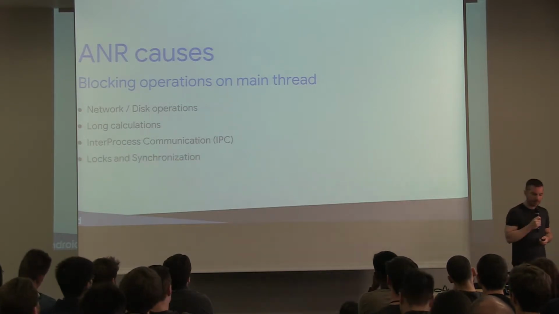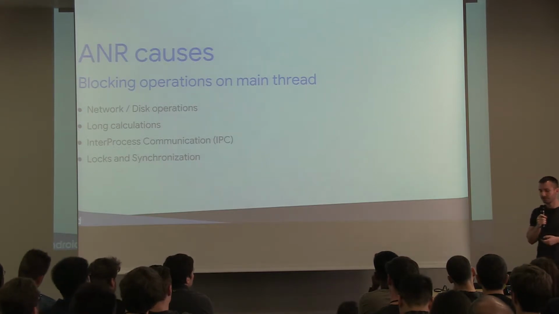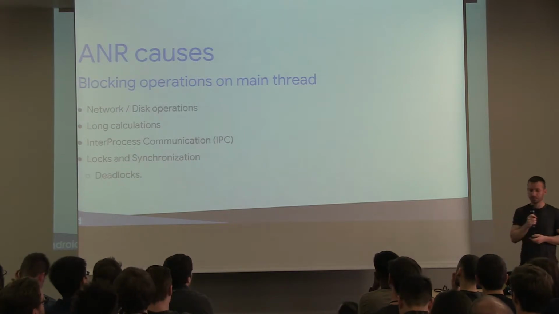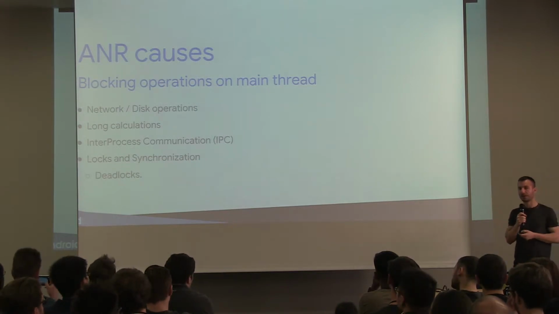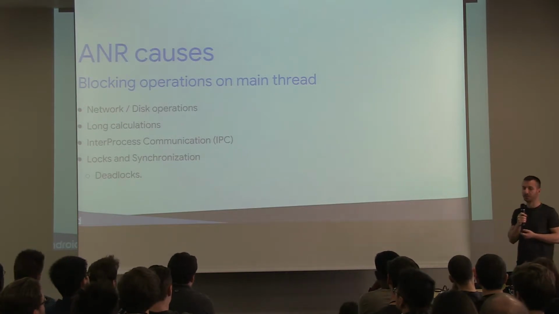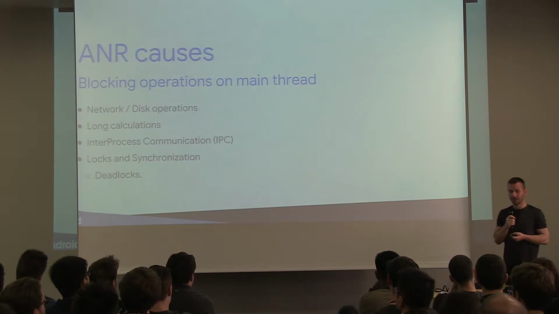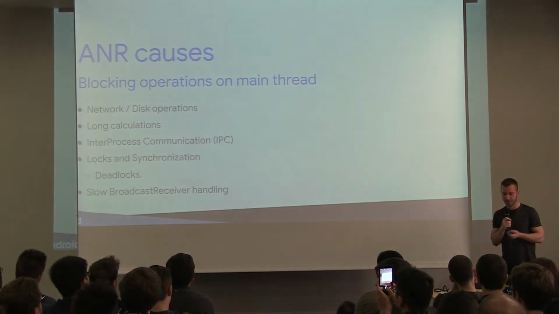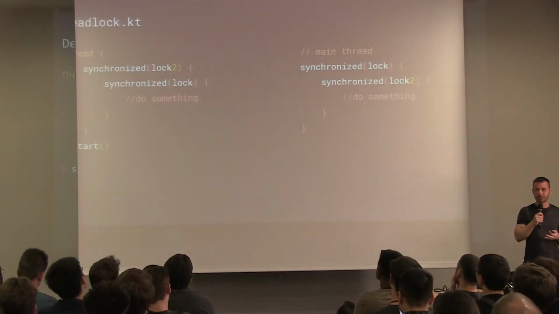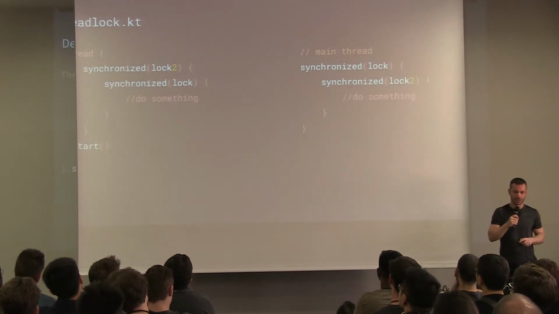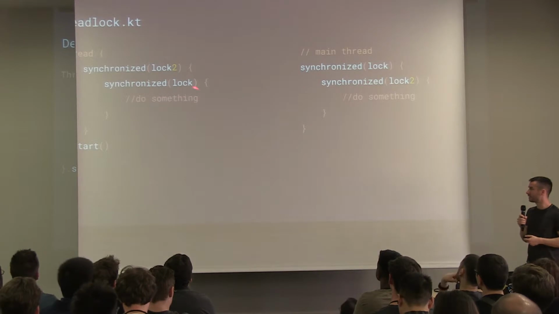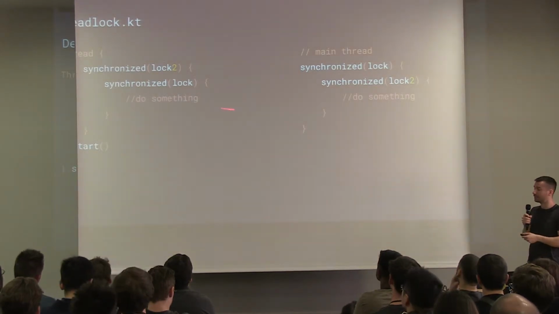And now there's one more very common cause of ANRs, and it's not because it takes a long time to synchronize on an object or lock and unlock something, but whenever you're doing multi-threaded programming, it's very easy to create a deadlock. And then there's slow broadcast receiver handling, which I'll talk about in a bit. So what's a deadlock? This could be a whole different talk, so I didn't want to go into too many details.